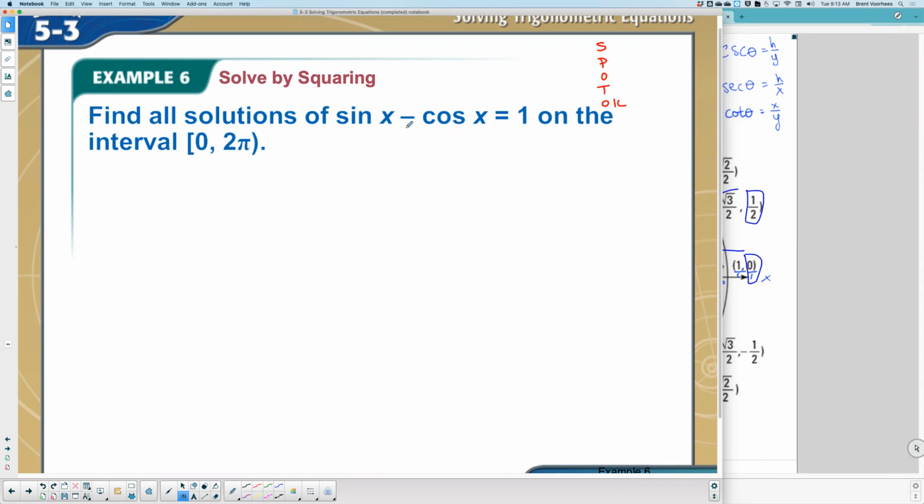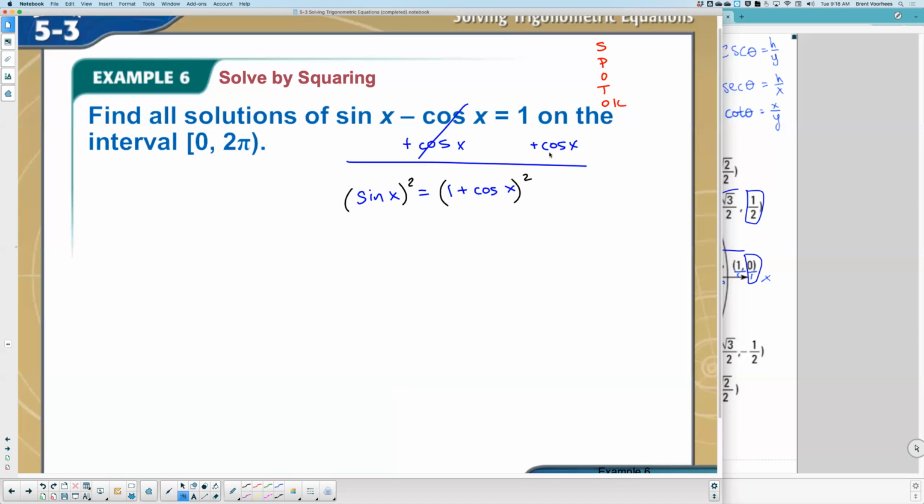Let's get them both to sine. My method of getting this solved is I'm going to add a cosine to both sides, and I'll show you why in a moment. So when I add this cosine to both sides, I now have sine x equals 1 plus cosine x. The reason I'm doing this is I want to get everything to the same trig function. I know a connection between sine and cosine is the Pythagorean identity, so I'm going to square both sides of this equation.